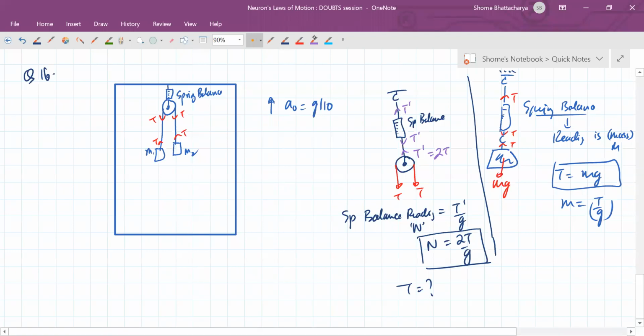Okay, is this concept clear so far? Sanya, this was only your doubt. Dhruv and Sanya, is this concept first of all clear? What is the reading of a spring balance? It basically reads tension, but it gives the answer in terms of m, the equivalent amount of mass. So much tension is equivalent to how much mass. So divide that by g.